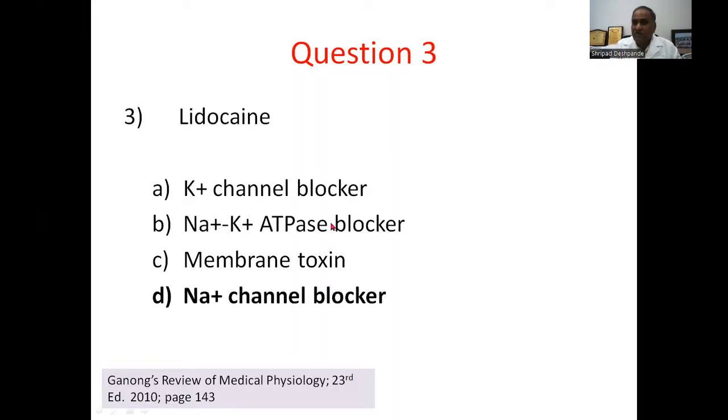It is not a sodium potassium ATPase blocker, but sodium potassium ATPase blocker is a different compound. And it is not a membrane toxin like tetrodotoxin. It is a local anesthetic sodium channel blocker. You can find this thing on page 143 of Ganong's 2010 edition.